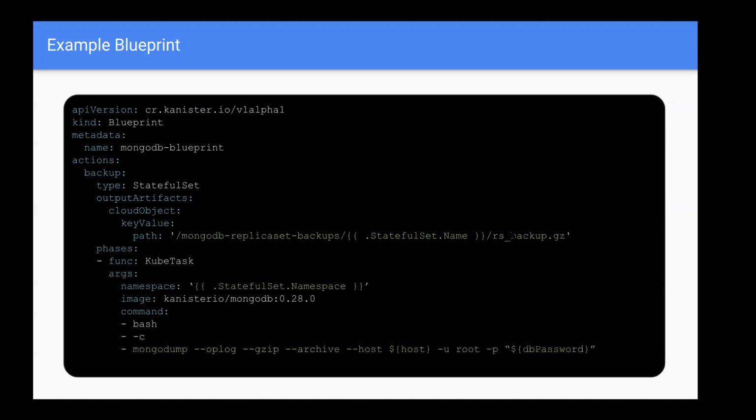And we have a set of actions to perform. We call these phases. In this case, we're invoking a Kanister function called kubetask, which will run a new pod. The namespace field here, if you see, is templated, and so we want to handle the object in the same namespace as a stateful set because we're actually working on that stateful set.